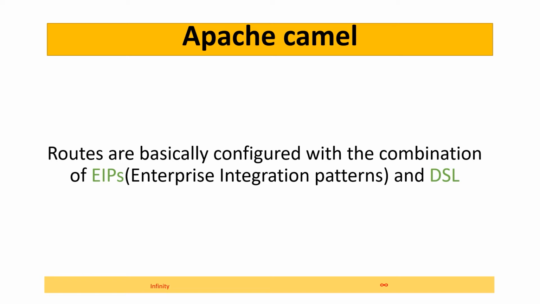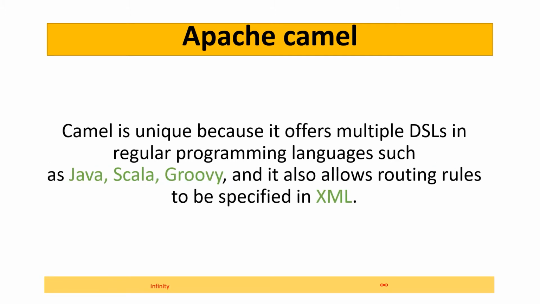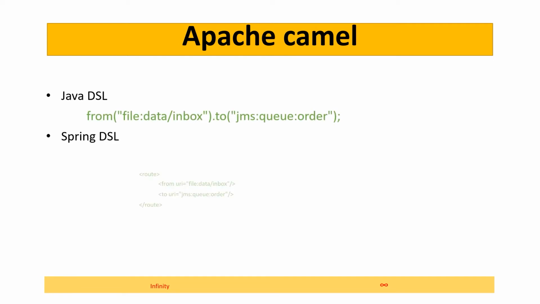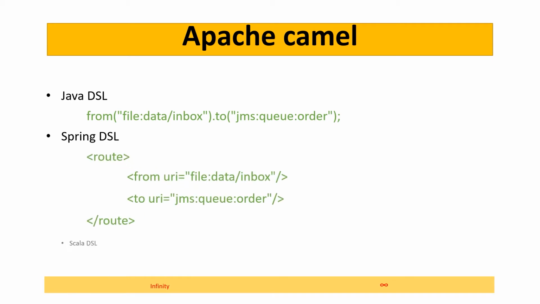Routes are basically configured using a combination of EIPs and DSL. Camel offers multiple DSLs in regular programming languages, such as Java DSL, Spring DSL, and Scala DSL. Along with these DSLs, we can also configure routes using XML.